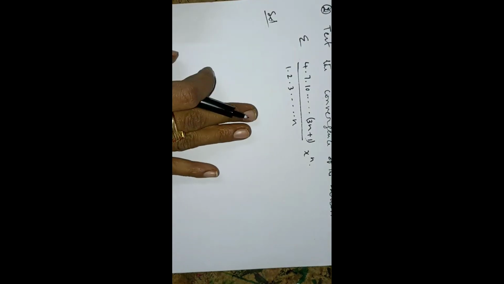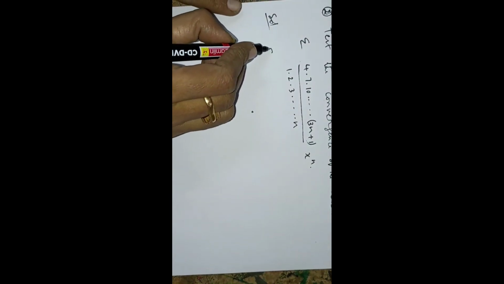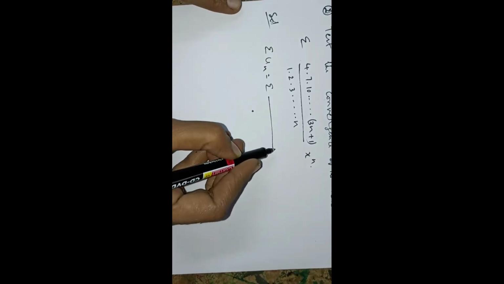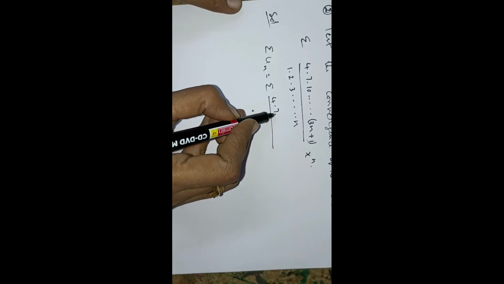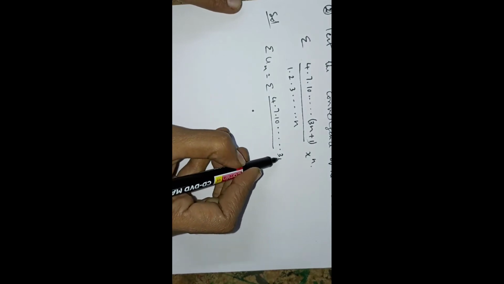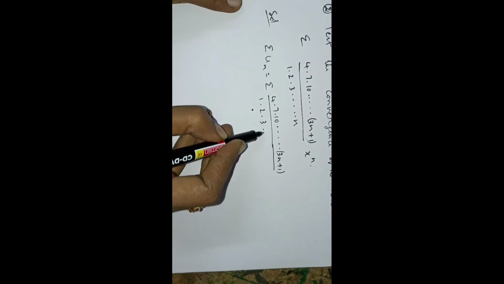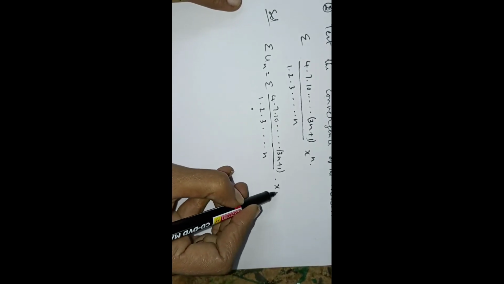To do this problem, we cannot apply Raabe's test in the beginning itself. Whenever the ratio test fails, then only you have to apply Raabe's test. That means you have to apply the ratio test first. The given series, always you have to take it as sigma un, 4 into 7 into 10 and so on 3n plus 1 by 1 into 2 into 3 and so on n into x to the power of n.